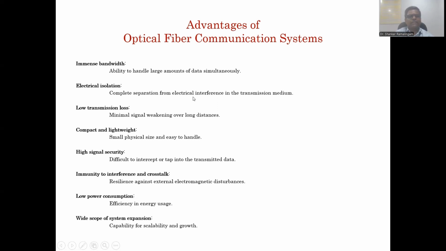And of course, as already mentioned, interference is going to be very low. Crosstalk between other users is going to be very low in the optical communication system. And as we are going to have our communication in terms of light, energy is going to be used in a much lesser way compared to radiation, that is, radio communication, right?